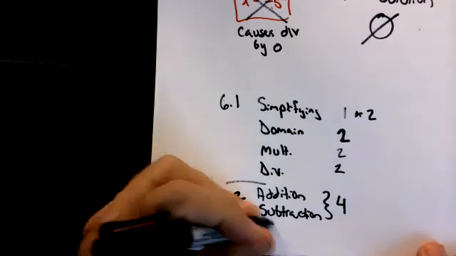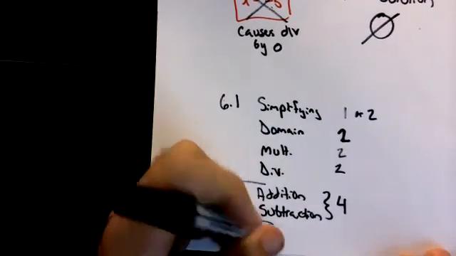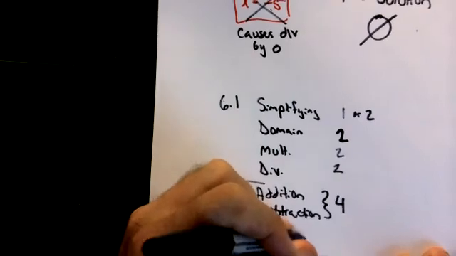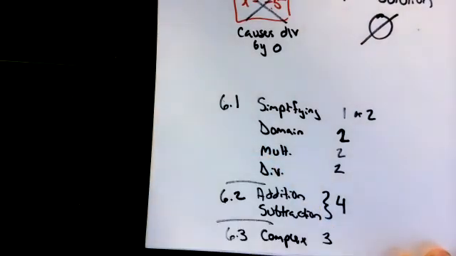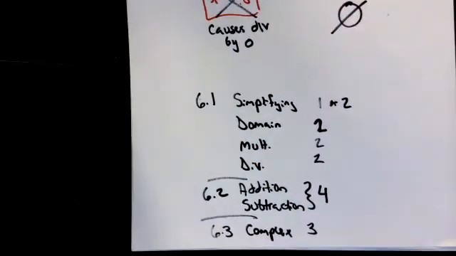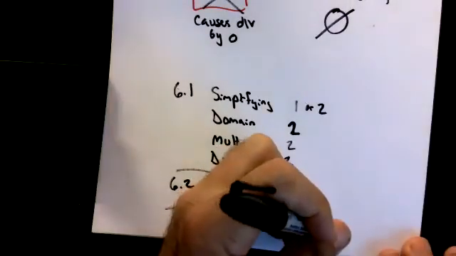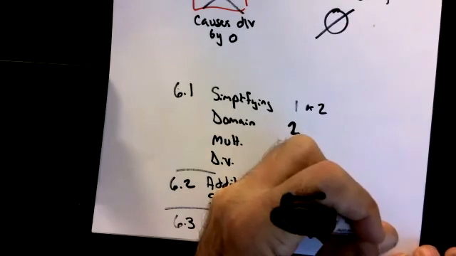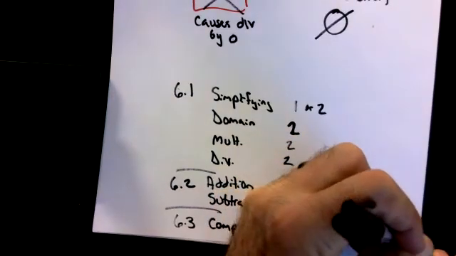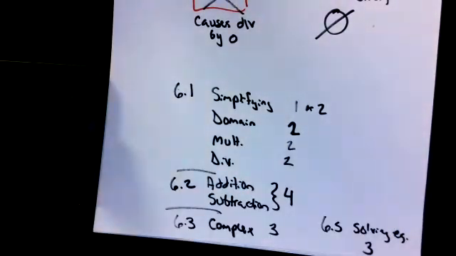Okay, 6.3, that's what we covered first. Those are the complex fractions, the mother fractions. There will be 3 of those. I showed you levels of difficulty: easy, medium, and hard. And then 6.5, the solving equations. There will be 3 of those.